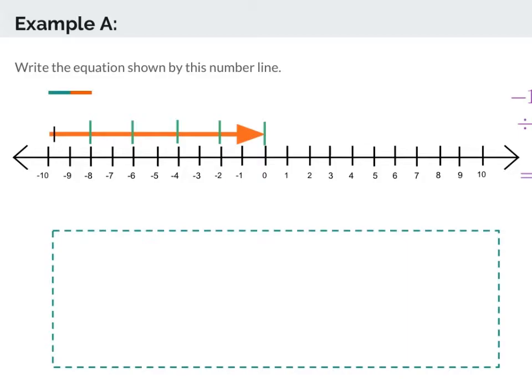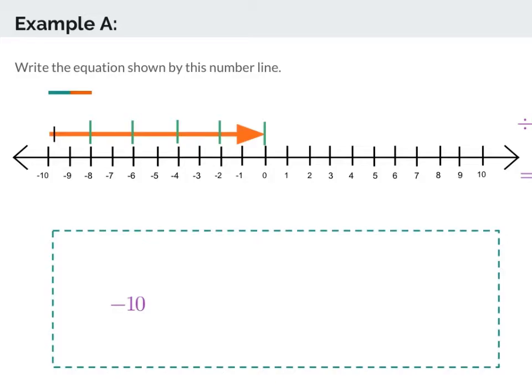On this number line, we've got an arrow that goes from -10 to 0, and the number line is broken up by different sections. So this is going to be a division problem. I know that because I've taken my line and divided it into a certain number of sections. My number line goes from -10 to 0, so the number I'm going to be dividing is -10.